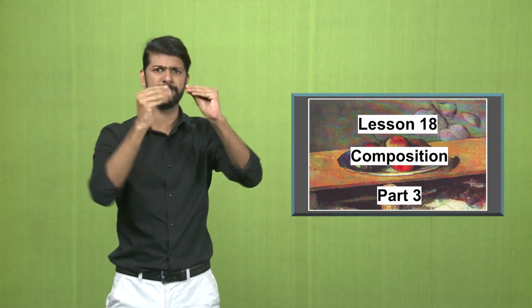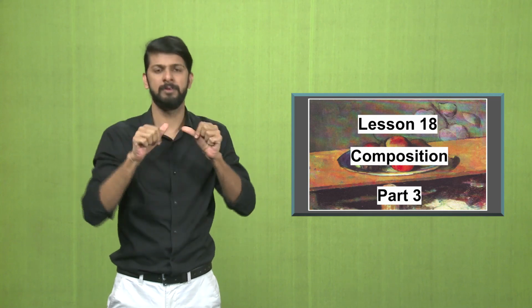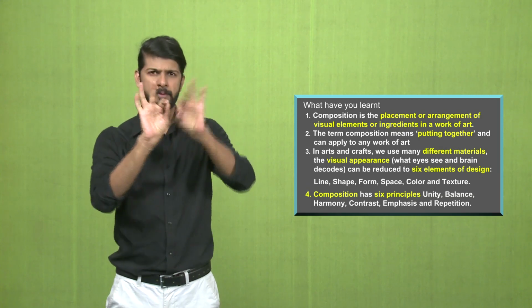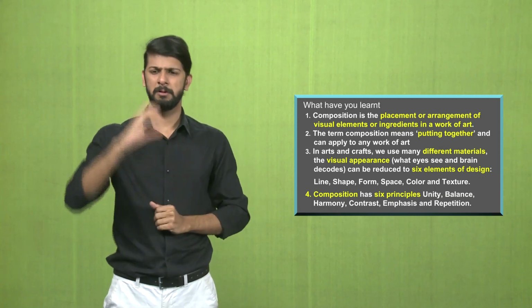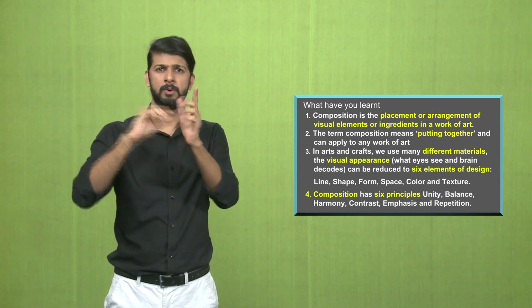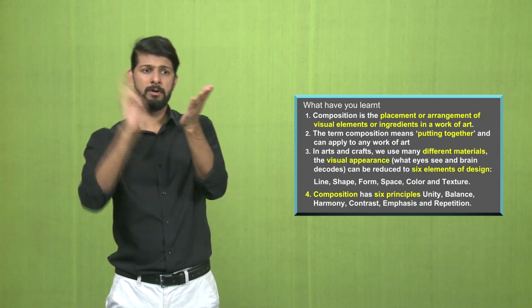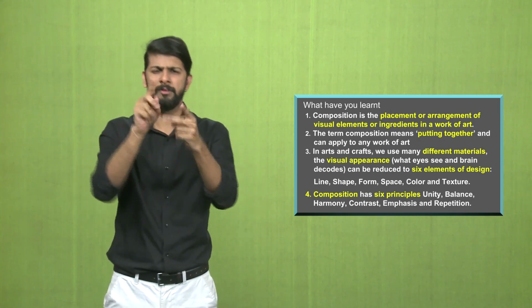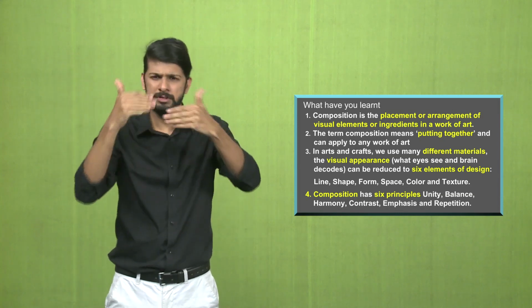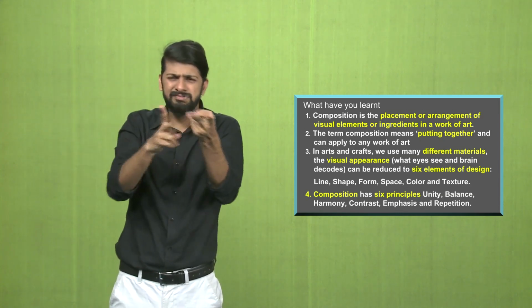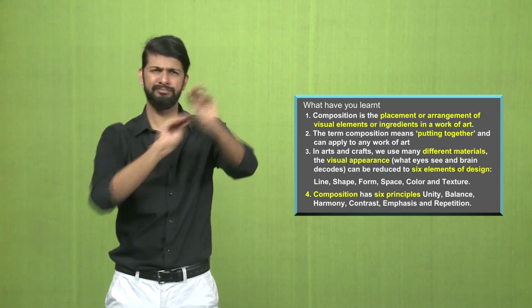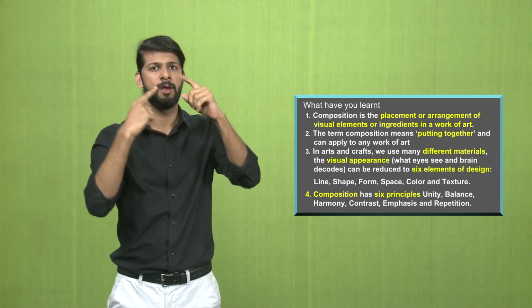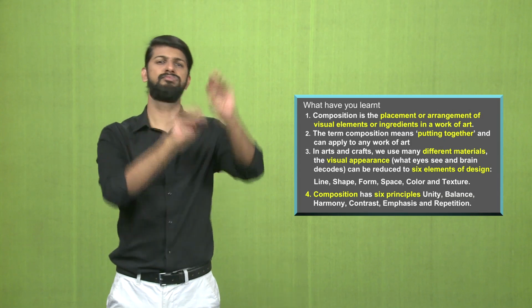We will now summarize the lesson and discuss the questions and answers. What have you learnt? What is composition? Composition is the placement or arrangement of visual elements or ingredients in any work of art. How depth in a landscape painting is depicted and how the artist plays with the form and how he or she represents anything in a work of art is called composition.